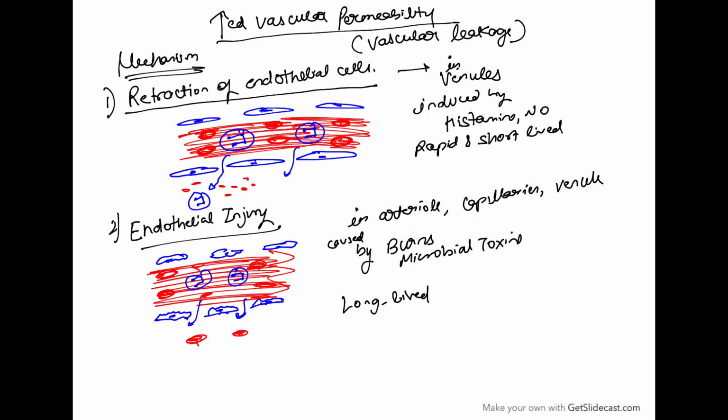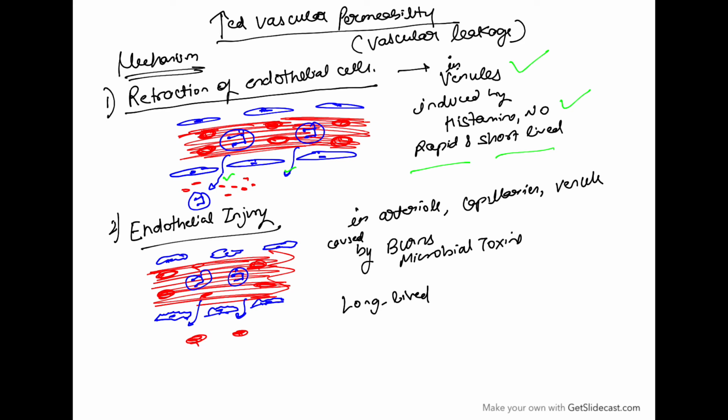Okay. Now the second event in the vascular phenomena we have seen is the increased vascular permeability. What are the mechanisms for increased vascular permeability? First, it could be retraction of the endothelial cells. Here we can see the diagram. The endothelial cells are retracted and therefore there is emigration of leukocytes and other content outside. This can happen in venules, and this is induced by histamine and nitric oxide, and this is a rapid and short-lived response.